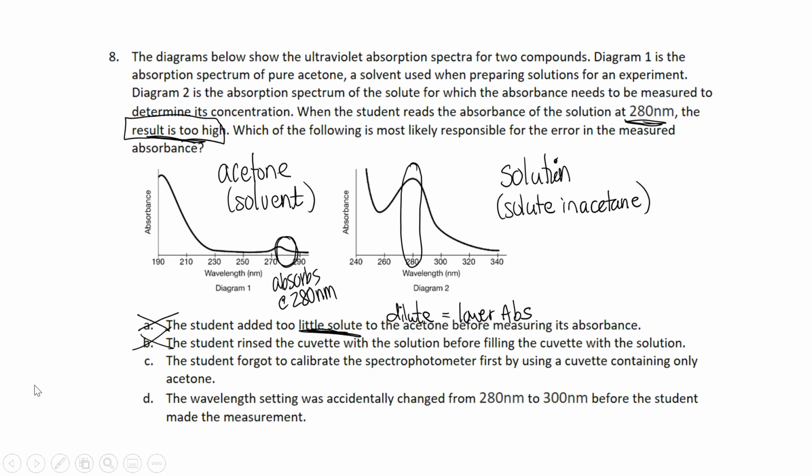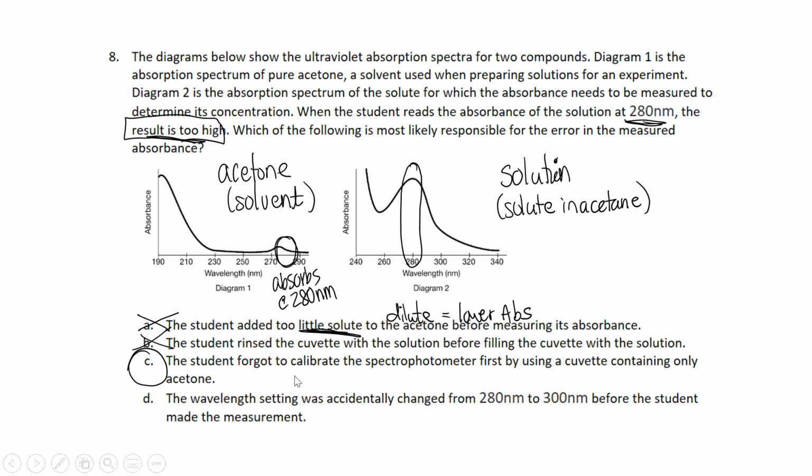This one looks promising. So what could have happened? Notice how we're seeing the acetone is absorbing at 280. And so if we were to zero our spectrophotometer using acetone, then we could account for the fact that acetone is absorbing here and remove that, essentially zeroing out our spectrophotometer and saying, okay, let's ignore the absorption from acetone and just focus on our desired solute.